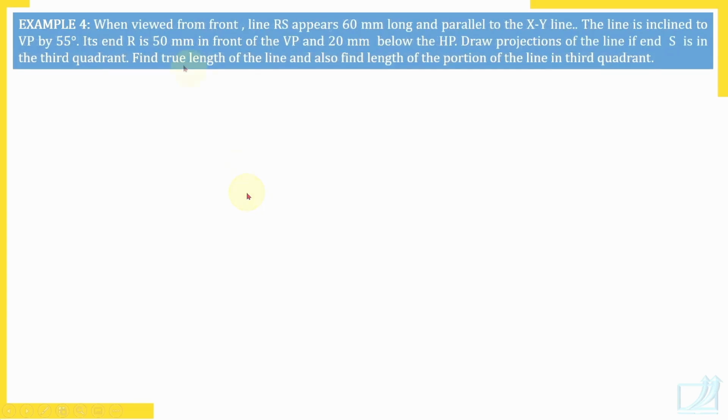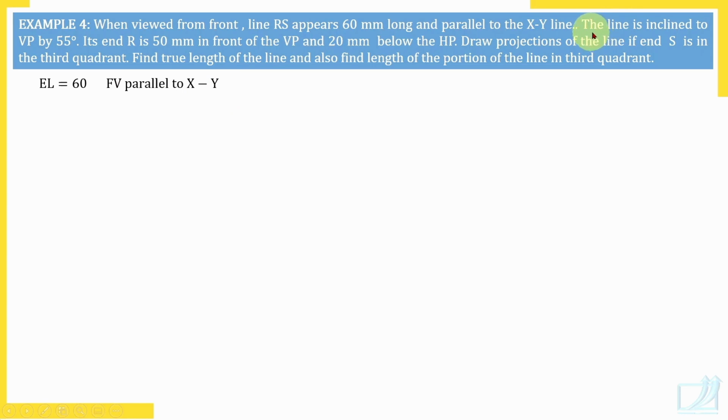Now example 4. When viewed from front, line RS appears 60 mm long and parallel to the XY line. It appears 60 mm long from front, which means the front view length is given. Front view length means EL, E for elevation. Elevation means front view. So the front view length, the elevation length, is 60 mm. When viewed from front, the line also appears parallel to the XY line, which means the front view is parallel to the XY line.